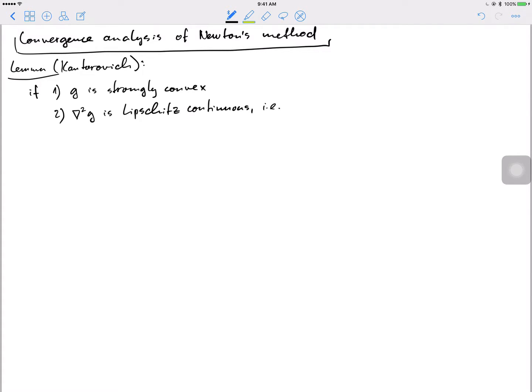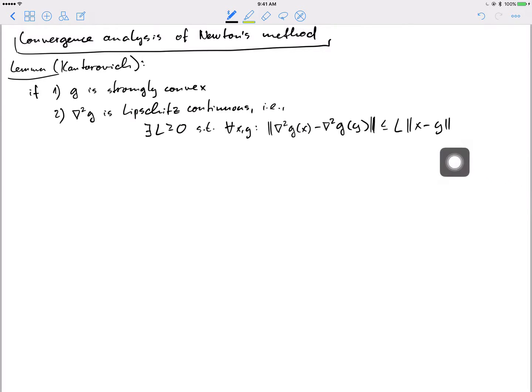Which means this. That means there exists a Lipschitz constant L, that's just a scalar, and I make it non-negative, such that for every x and y the following is true. The norm of the difference of the Hessians at x and y is bounded by this L, the Lipschitz constant, times the norm of the difference between x and y. Okay? So before we proceed, maybe let's clarify what this means, because it might not be immediately obvious.